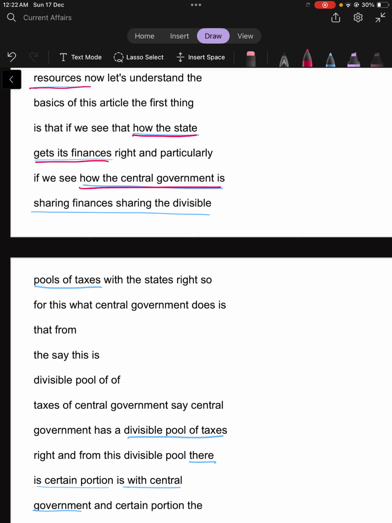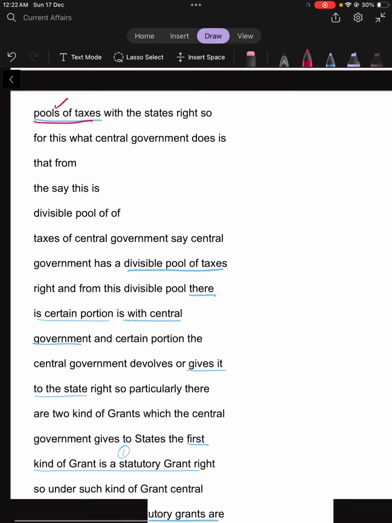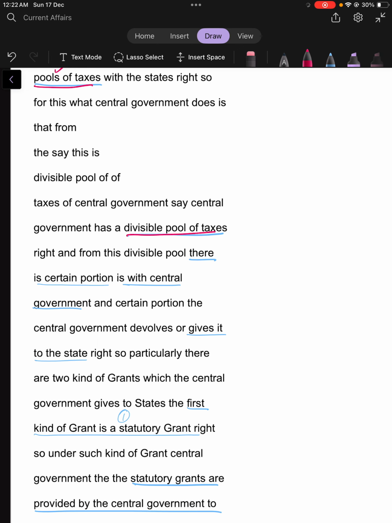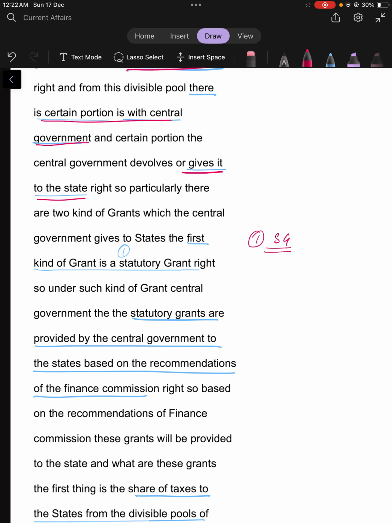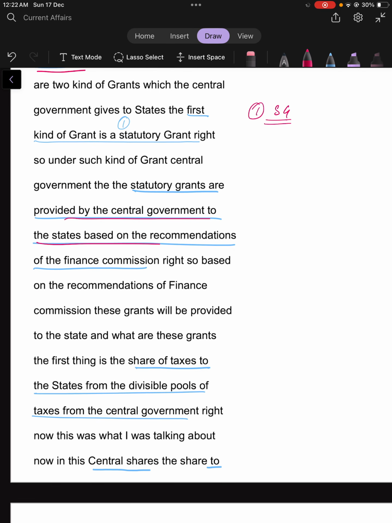The central government shares finances from the divisible pool of taxes. There is a certain portion with the central government that it gives to the state. The first one is statutory grant. Statutory grants are provided by the central government to the state government based on the recommendation of the Finance Commission.